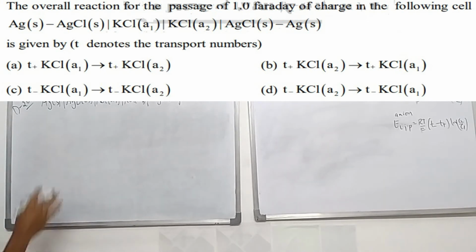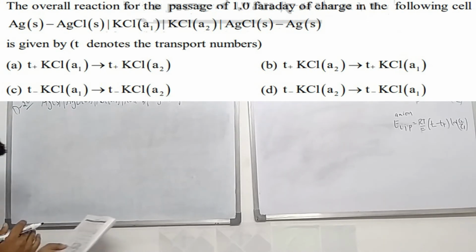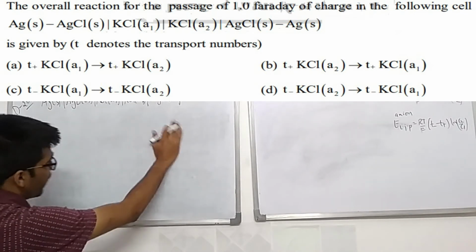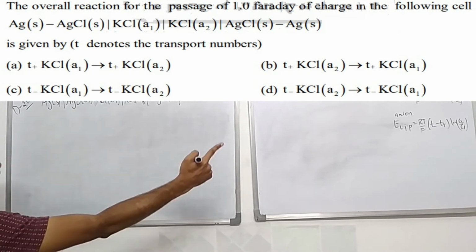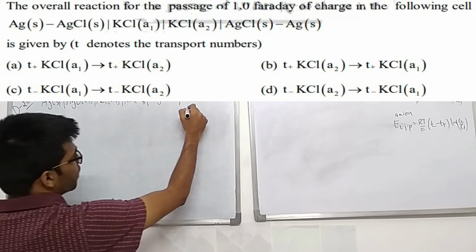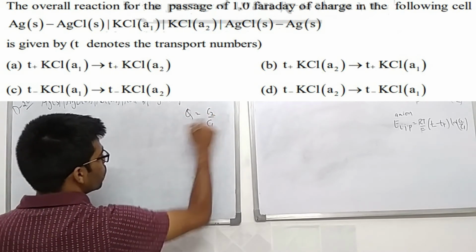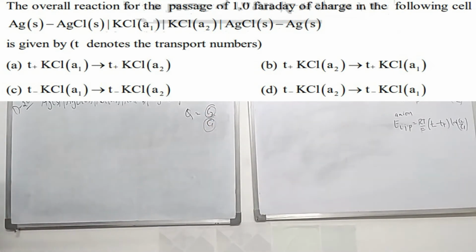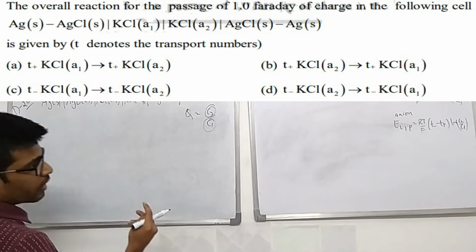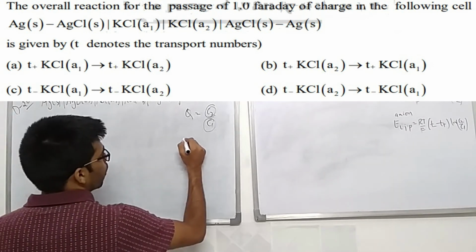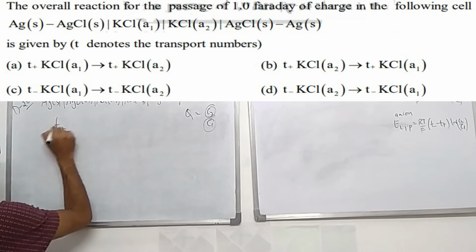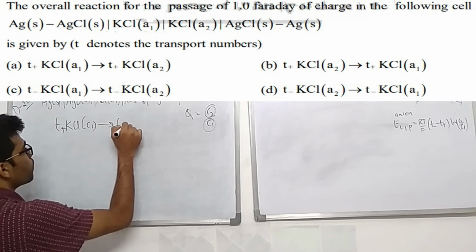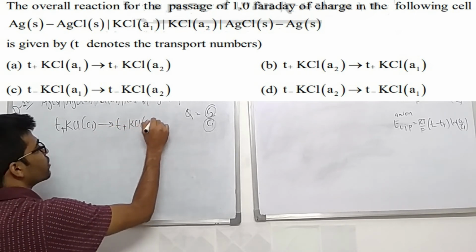Okay. Now we know, for the overall cell reaction, if you see the 4 options, this is a reaction with respect to the anion. Now if you remember, from the equation that we have got, the reaction quotient on the product side has C2 by C1. That means this is the product and this is the reactant. And in this particular case, we had T plus KCl from C1 going to T plus KCl at C2.